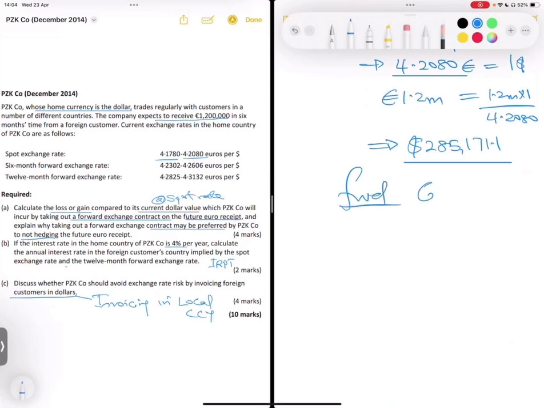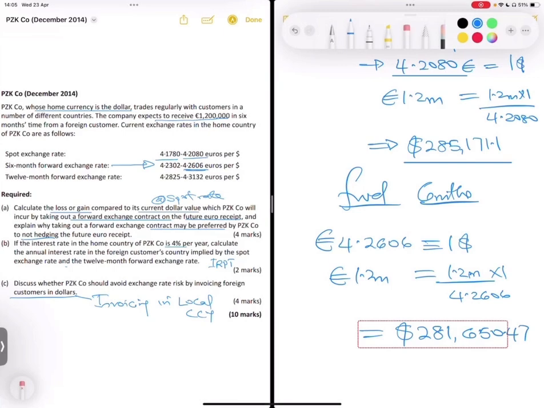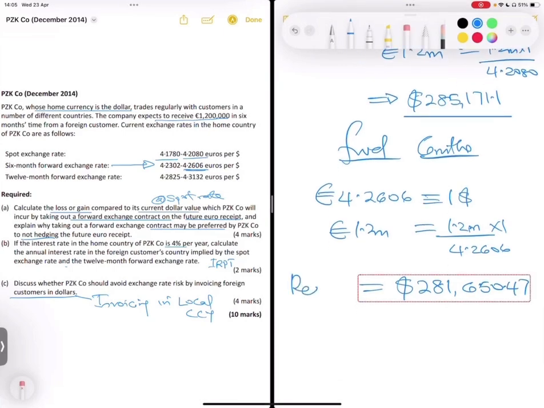So for forward, which is in 6 months, it's the same receipt. So what we need to do is to use this quote system, and this is the rate that will be relevant as well. So 4.2606 euro is equivalent to $1. And we are expecting 1.2 million euro receipt. And that will equal 1.2 million divided by 4.2606. Let's check that out as well. And this is giving us a different figure, and that is $281,650.47. So with forward, we're going to receive this in 6 months' time.